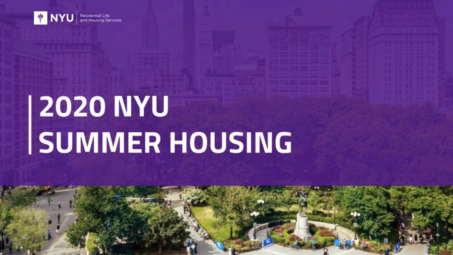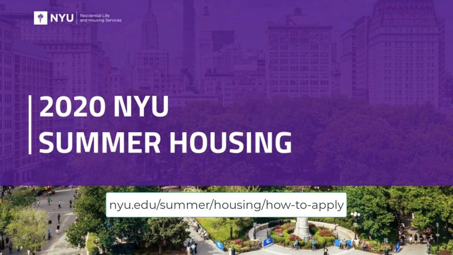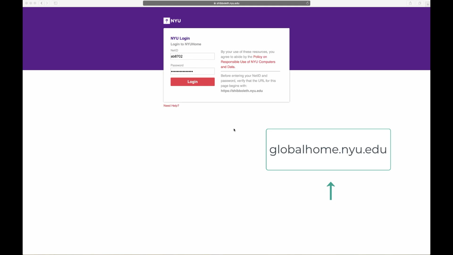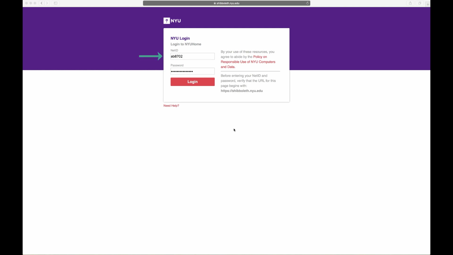Today, we'll be going through the application as a non-NYU, not affiliated applicant. Be sure to review our How to Apply page on our website for the most up-to-date information. To begin, go to globalhome.nyu.edu and log in with your NetID and password.